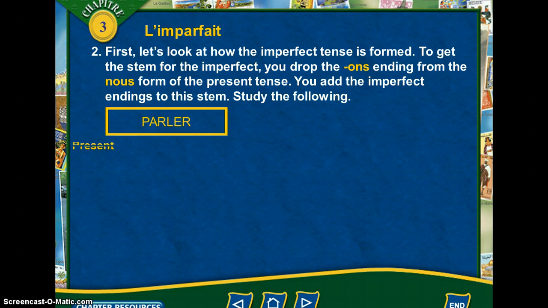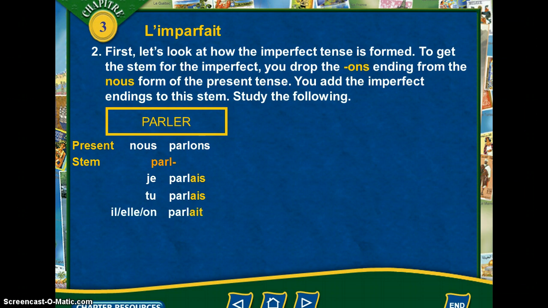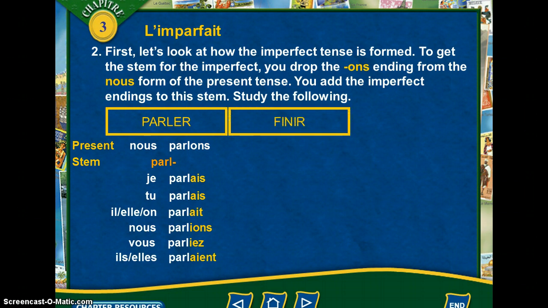For verbs like parler, you take the present tense, nous parlons, and you take off the ons, and then you're going to add these new endings. Some of these should look familiar to you. Je parlais, tu parlais, il, elle, and on parlaient, nous parlions, vous parliez, il, elle parlait.